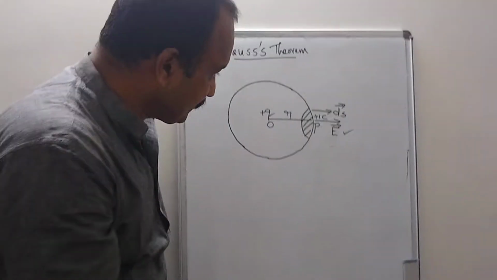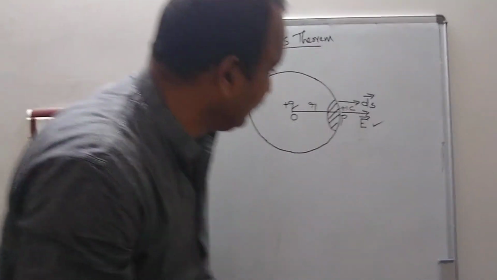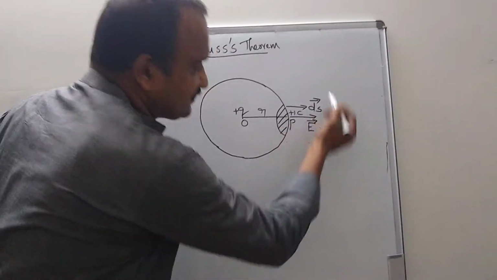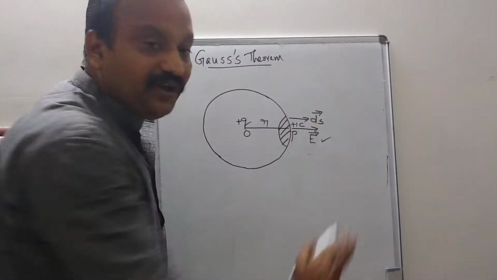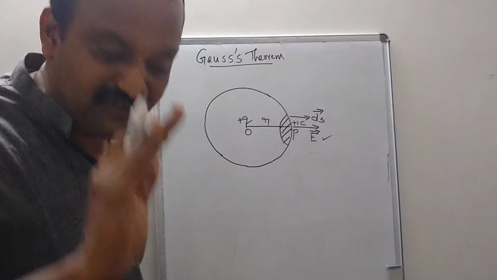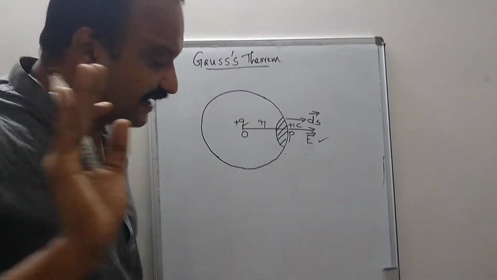Clear? Now you take, so the direction of ds is shown here. That is also directed right like this. ds is directed outward, so E and ds are in the same direction. So the angle between the two is 0. So both are parallel. That's the first point.